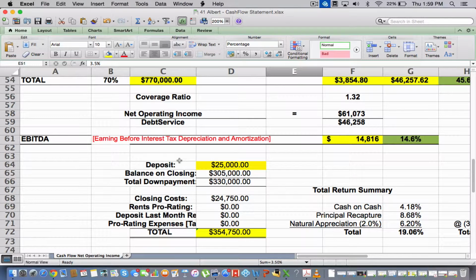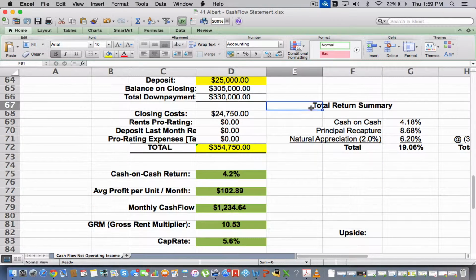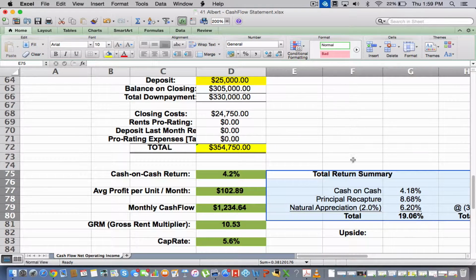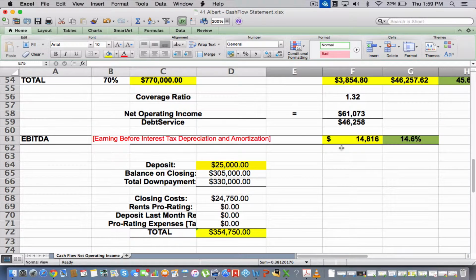Just below this section on the earnings before interest, tax, depreciation, we have our down payment. I'm going to move this total summary to keep things simple. So this deposit, that's a purchase deposit. So when you get an accepted offer, you need to put a deposit with the accepted offer within 24 to 48 hours after acceptance. So that number can be whatever you want it to be.